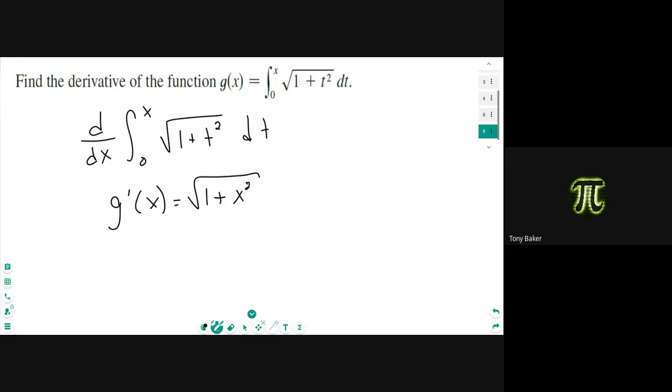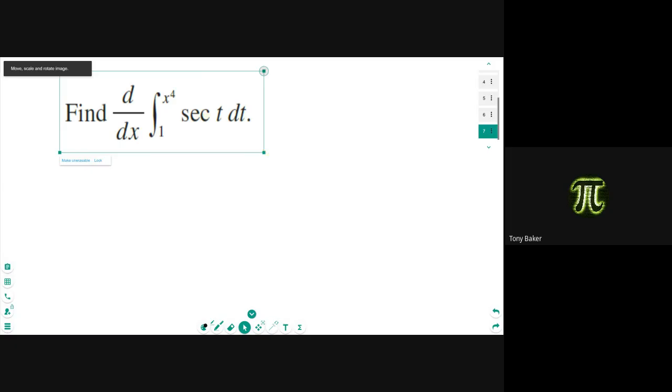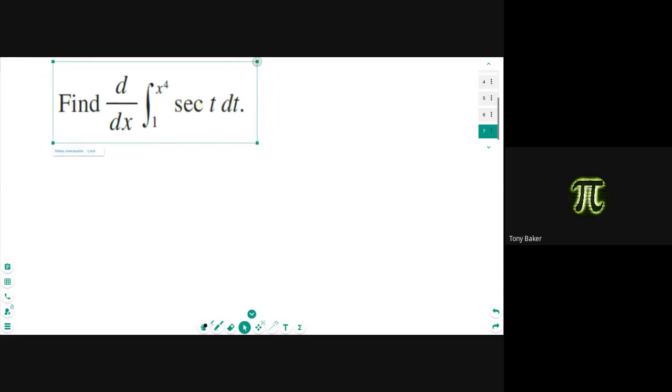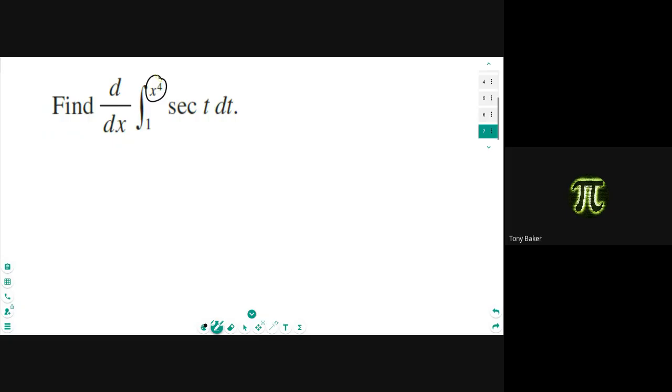There is one catch to these. Notice how this right here is an x. If it is not an x, something else, so if that is anything but just a simple x, you have to do the chain rule on that. So this one ends up becoming secant x to the fourth times, what's the derivative of x to the fourth?